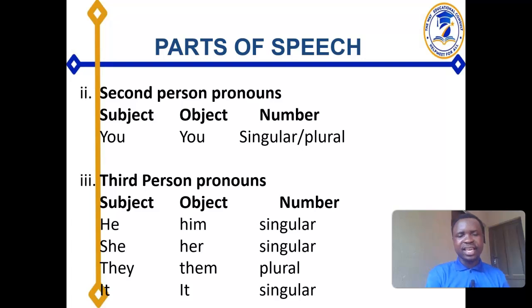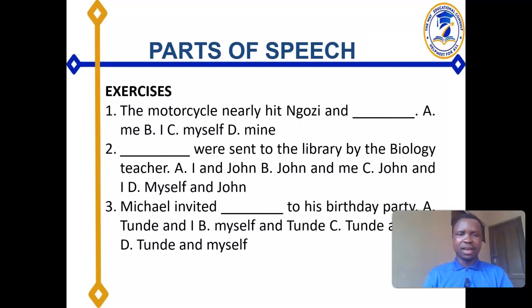Now the object position for they is what? Them. So when you use it after the what? After the verb. Let's quickly solve this question together. The motorcycle nearly hit Ngozi and Dash. Now, when you do have Dash, is it before the verb or after the verb? Are you saying before the verb? That will be after, because the verb of that sentence is what? Hit. So that means you are going to look for an object position pronoun.